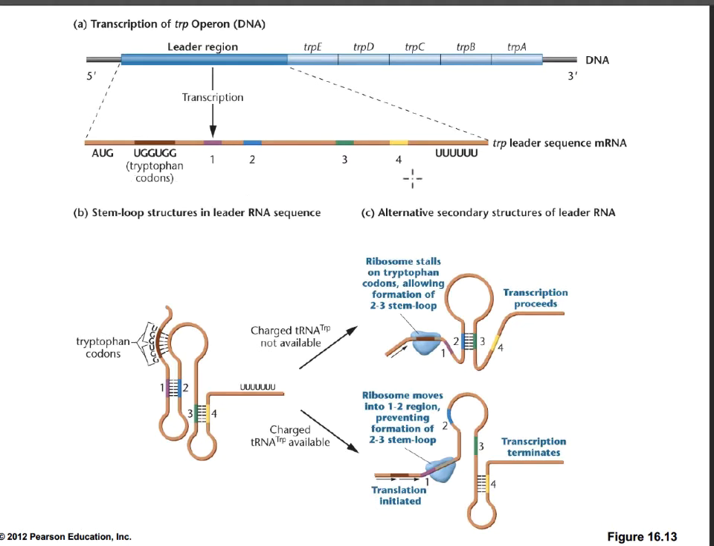So let's look at the structure of the messenger RNA. So along the messenger RNA, we have an AUG codon, and then further downstream we have 2 codons for tryptophan. Very important. Then we have 4 regions that are repetitive, and they can form structures amongst themselves. And then we finally have a poly-U region before we get to the end of the leader sequence. So this arrangement is very important.